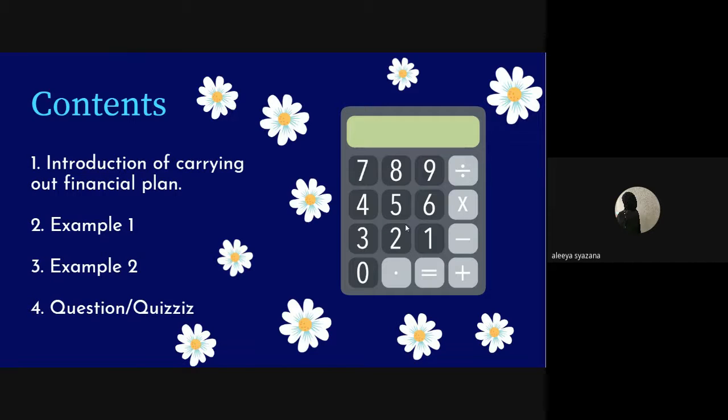Okay, now let's see the contents of our presentation for today. First, we will introduce to the class what is the process of carrying out financial plan. Continue by example 1, followed by example 2, and lastly, we provide question for you guys to answer. Okay, let's move on to the process of carrying out financial plan.